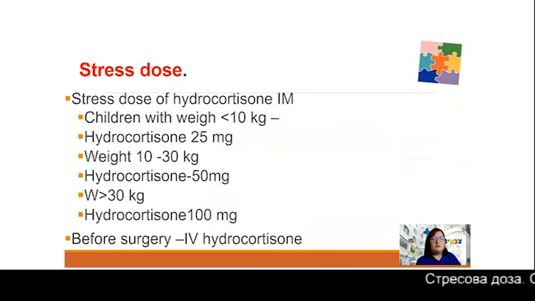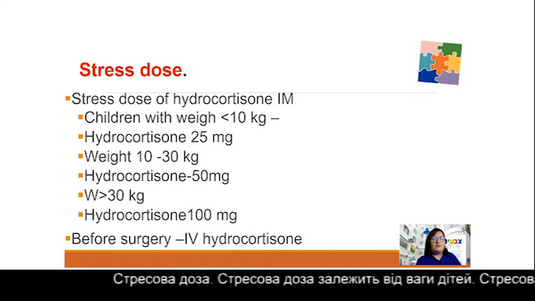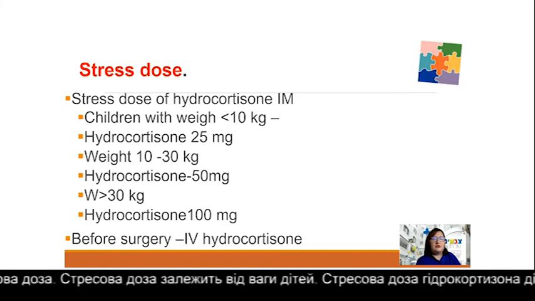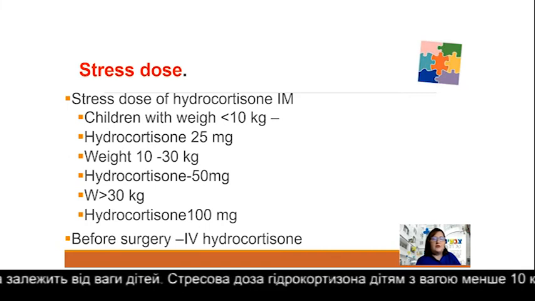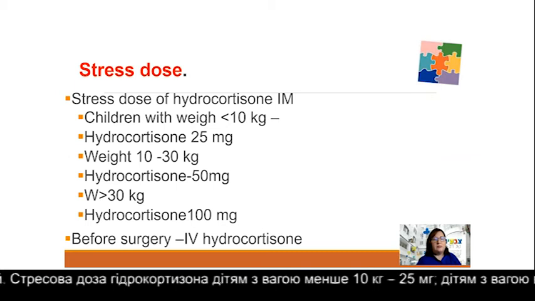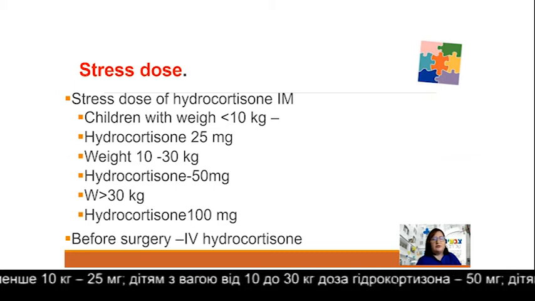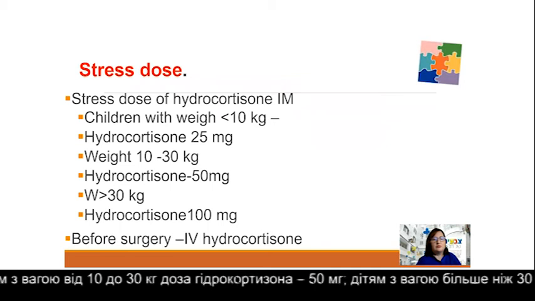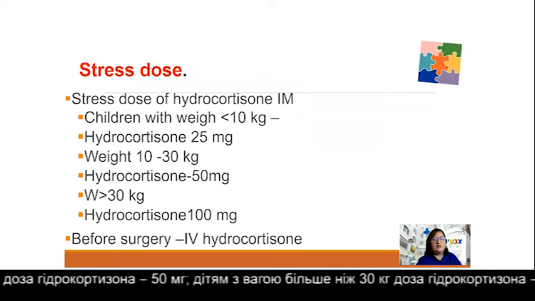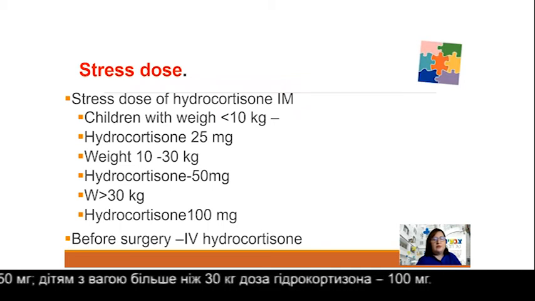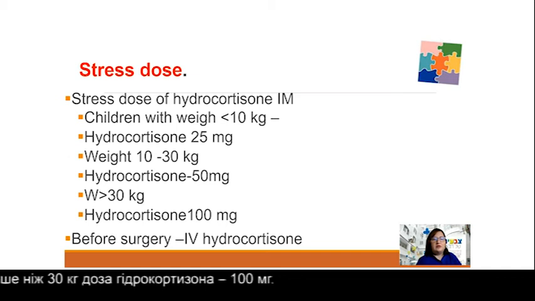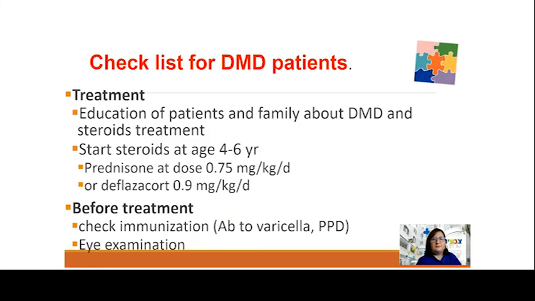Stress dose depends on the weight of the children. For children with weight less than 10 kilogram, the stress dose of hydrocortisone is 25 milligram. In children with weight 10 to 30 kilogram, the hydrocortisone dose is 50 milligram, and for children with weight more than 30 kilogram, the hydrocortisone dose is 100 milligram.